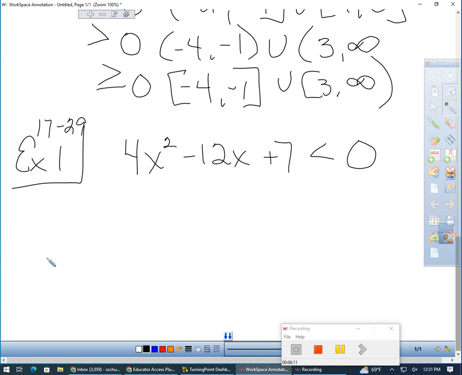Trying to figure out, somebody put my calculator in a funky mode. Not even sure where. Let's try this. There we go.